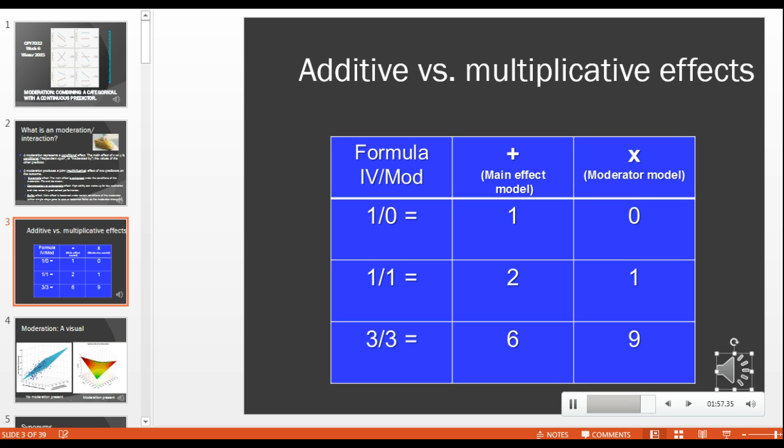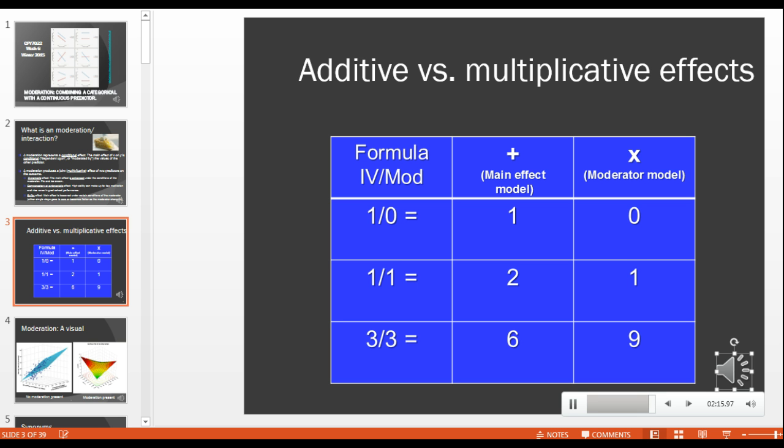So this is maybe like the pie and ice cream example where we get a moderate pleasure from both separately, but we can't add them together. That would be just a regular main effect model. In a moderation model, we would be multiplying these together and they would have more than the additive effect.